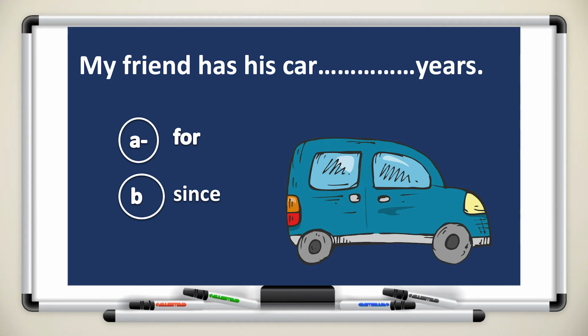My friend has had his car... what? Years. Years, is it a time period or is it a specific time? What do you think? Years. It's a time period. So we're going to be using for or since. What do you think? Excellent. We'll be using for. My friend has had his car for years.